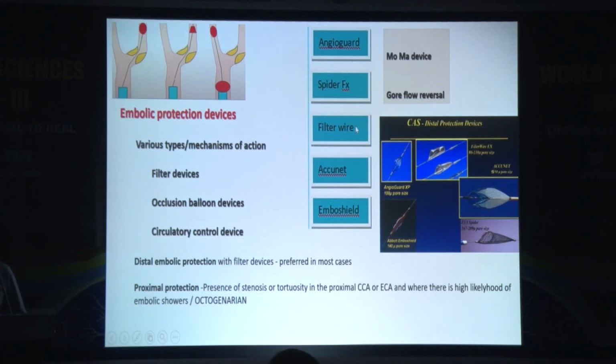So coming on to the embolic protection devices, we have filter devices, occlusion balloon devices, and circulatory control devices, and the most commonly used devices are the Spider X and Emboshield. In our center, we are using an Emboshield in most of the cases. We have different categories like the distal embolic protection device and the proximal embolic protection device.